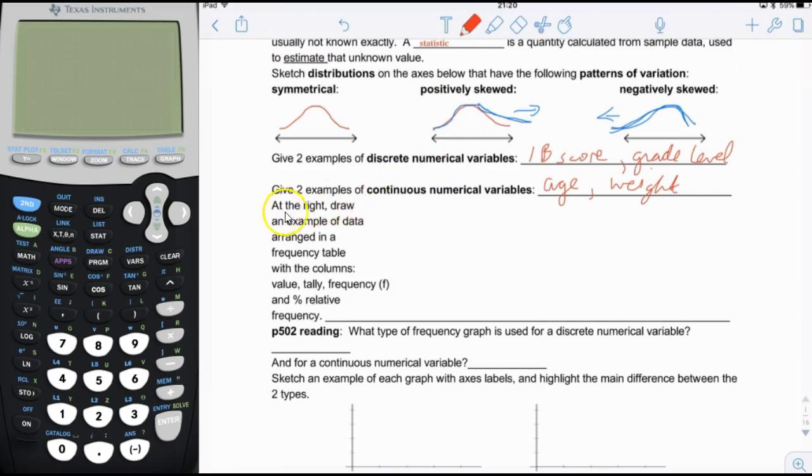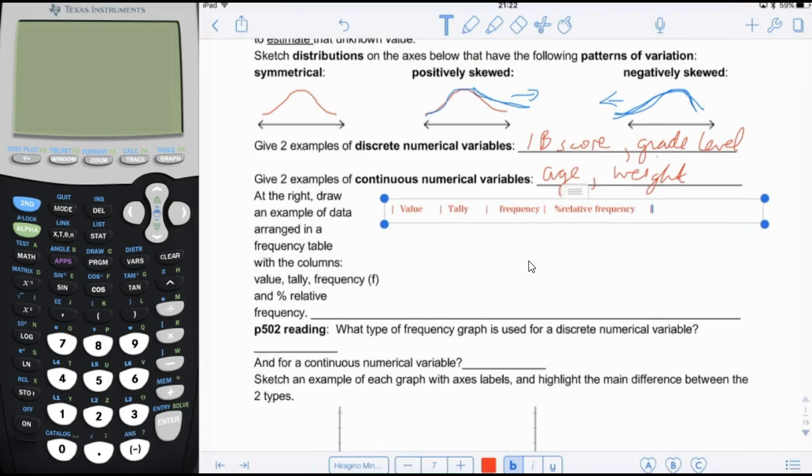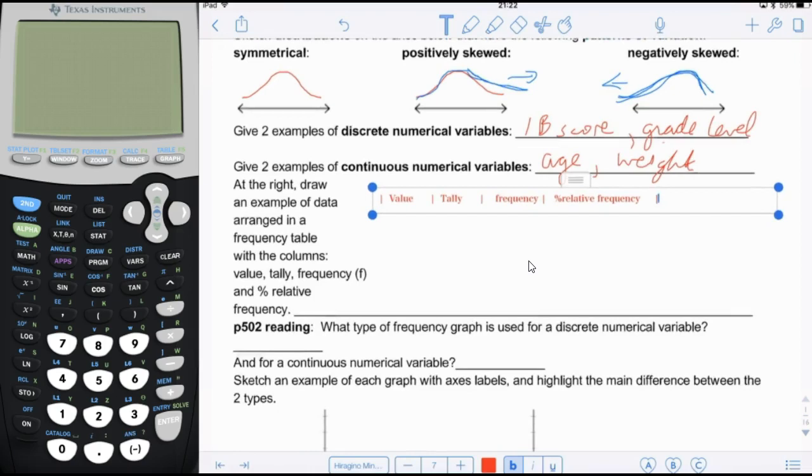Okay, at the right, draw an example of data arranged in a frequency table with the columns value, tally, frequency, and percent relative frequency. So here I've drawn the top of the table, and now I'm going to extend the table down here. I've got the columns that they asked me to put in: value, tally, frequency, and percent relative frequency. I'm going to use the example of IB grades. So we're going to have 1, 2, 3, 4, 5, 6, 7.